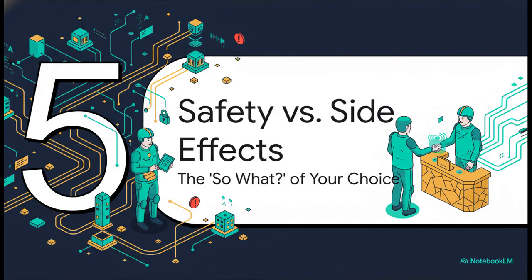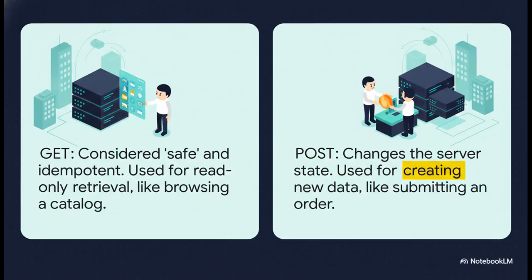Now, choosing between these verbs isn't just some technical detail or a developer's preference. No, it is a fundamental architectural decision about safety, about predictability, and about the state of your entire system. This choice has real consequences. And this brings us to a core distinction in architecture. A GET request is considered safe. Think of it like browsing an online catalog. You can look at a product 100 times, and you're not changing anything on the server.